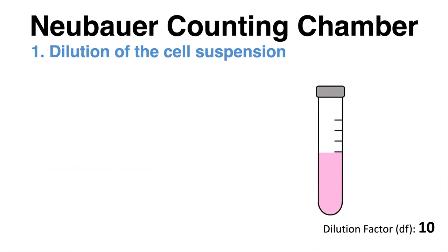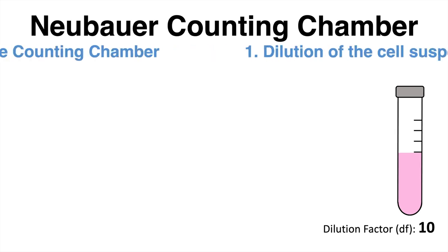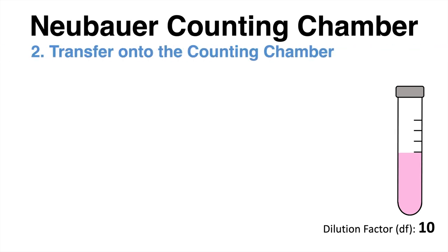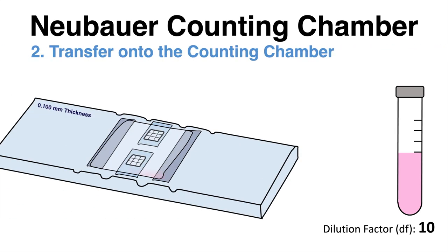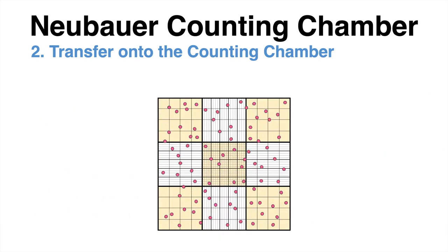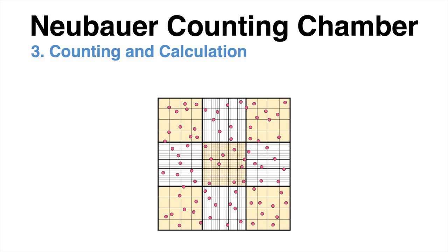The next step is the application of the sample onto the Neubauer counting chamber. Usually, the applied volume is 10 microliter. Under the microscope, the counting chamber looks like this. The red spots are cells, and the 5 yellow squares serve as the counting area.